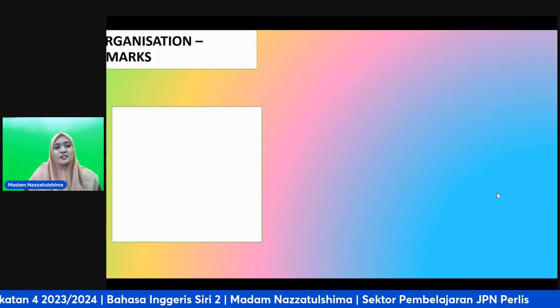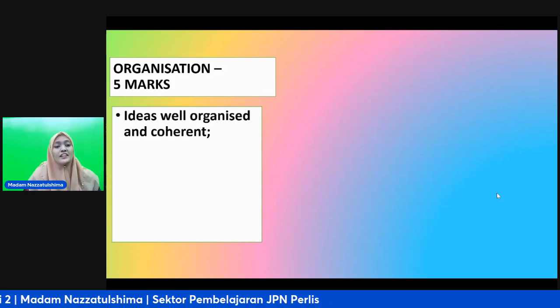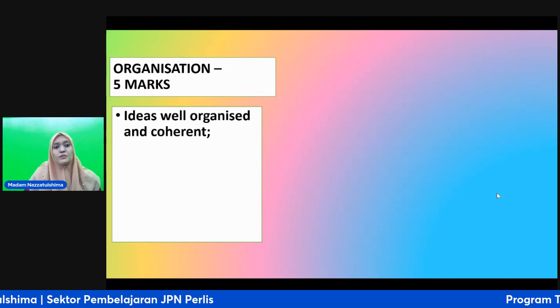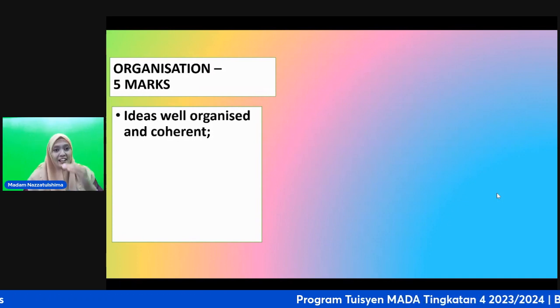Next one, organization, 5 marks as well. Ideas well organized and coherent. Meaning you have your paragraphs and then you have your ideas.